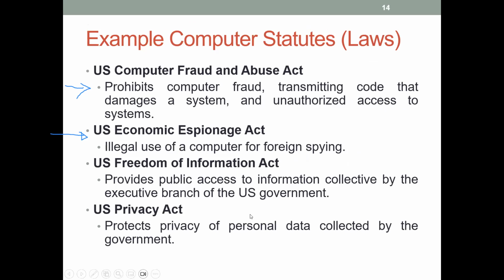Okay, now we will look at some example computer laws, right? Just read those laws.